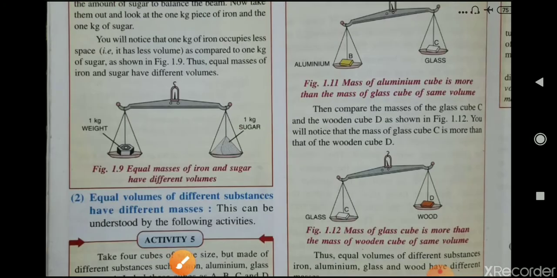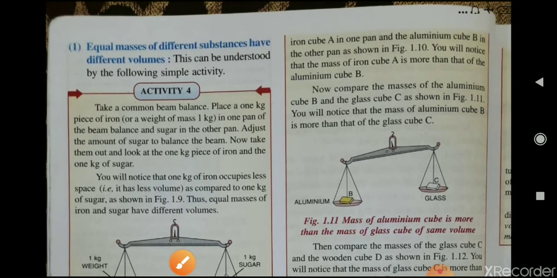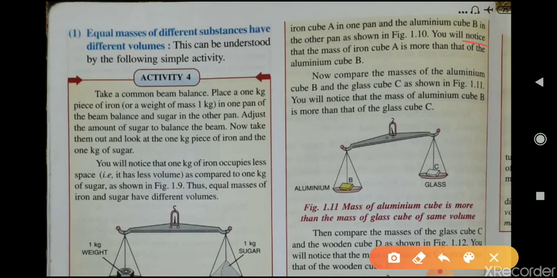Now you will notice that the mass of iron cube A is more than that of cube B, which is made up of aluminium. Now compare the masses of aluminium cube B and glass cube C. As you can see here, they have taken aluminium and in this pan they have taken the cube of glass. You will notice that the mass of aluminium cube B is more than that of the glass cube C.